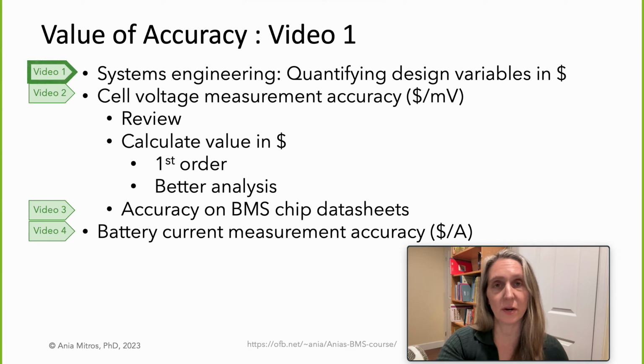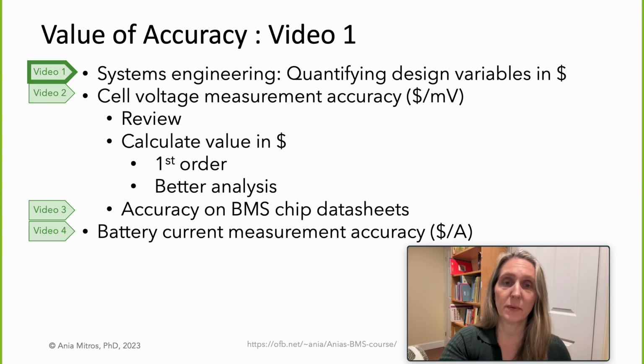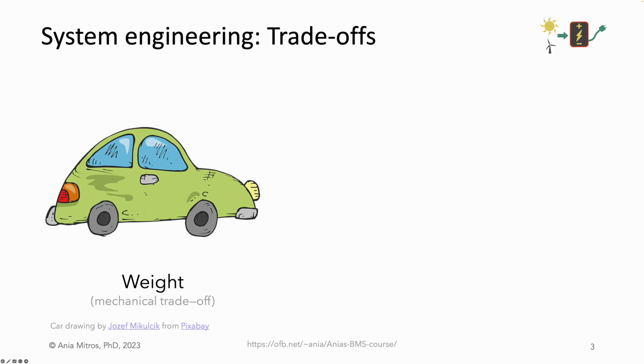In this first video, we'll discuss a systems engineering topic applicable to many systems, specifically how quantifying the value of a design variable can help us make wise trade-offs across the subsystems of a product. In the second video, we'll apply that general principle to BMS cell voltage measurement. In the third video, we'll dive deep into BMS chip datasheets. And in the fourth video, we'll discuss the value of accuracy in battery current measurement.